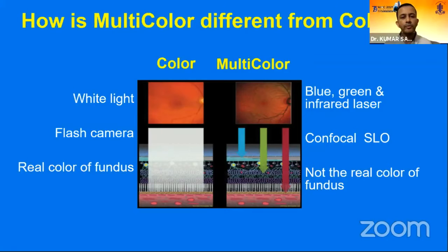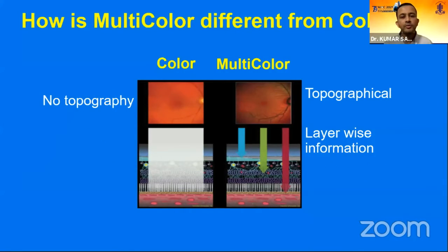the retina. A disadvantage of multicolor imaging is that it doesn't give us the real color of the fundus. Rather, it gives a color-coded image, which can be said to be a disadvantage. But by the end of this session, we will see that it is actually an advantage that we get different color codings.